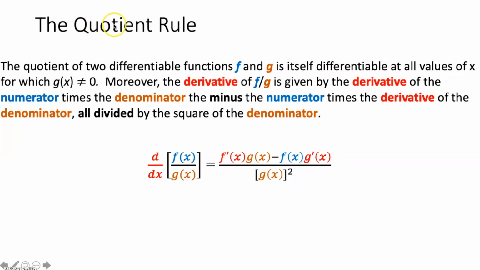So again, the quotient rule says if you have two differentiable functions and you want to take the derivative of the quotient of those two functions divided by each other, all you have to do is take the derivative of the numerator, multiply it by the denominator, then subtract the numerator times the derivative of the denominator, then put that all over the denominator squared.